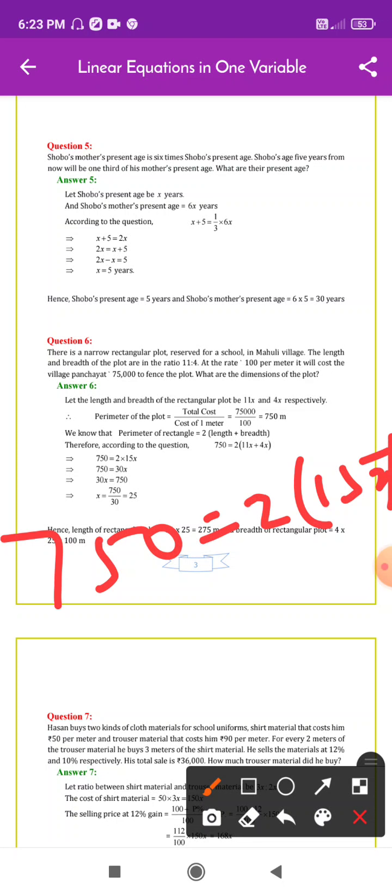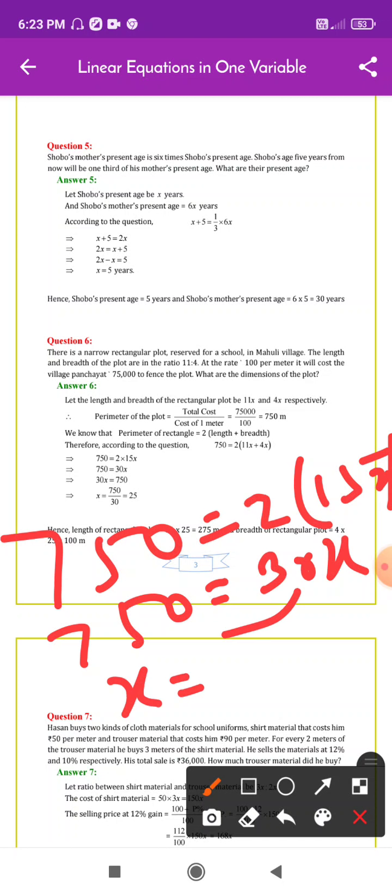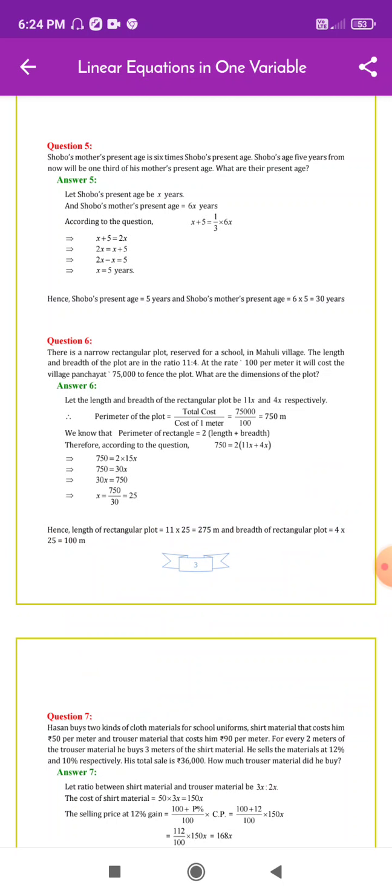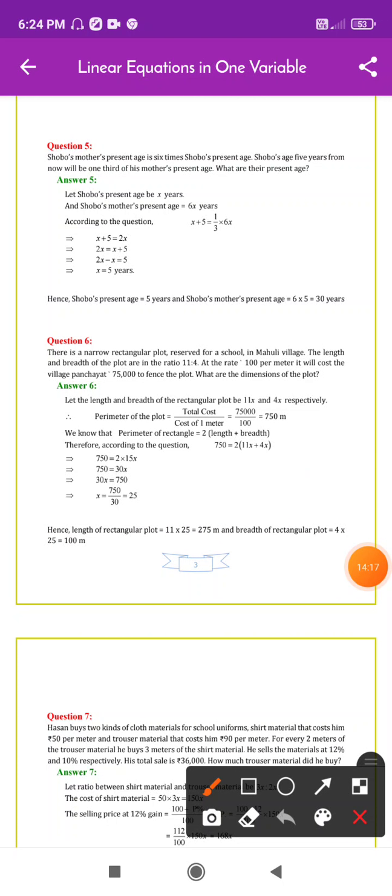Now 750 is equal to how much? 2 into 15 is 30, so it is 30x. So what will be the x value? Therefore x value will be 750 divided by 30. This will cut: 3 1s are 3, 3 2s are 6, 3 5s are 15. So what will be the answer? The answer will be 25. Got the answer?